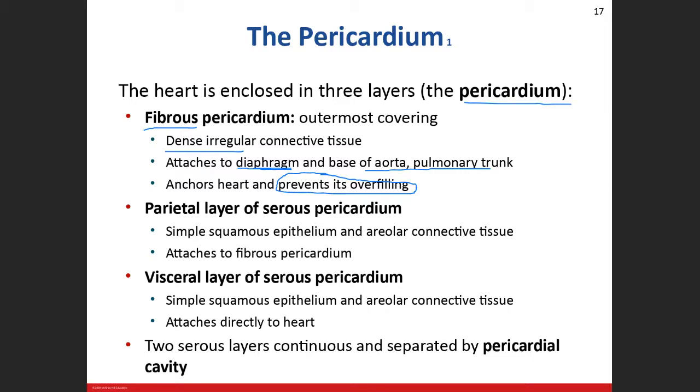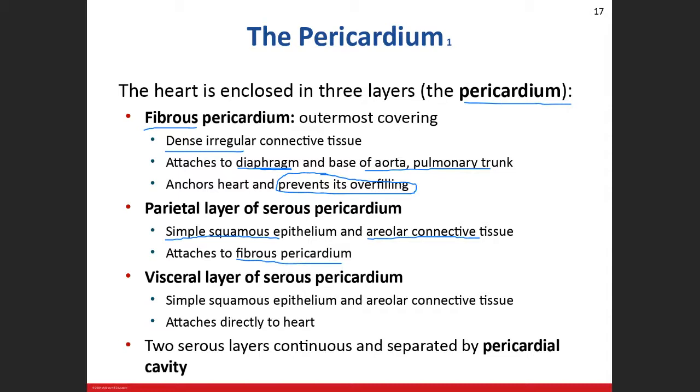So that's the outer layer. We have 2 more layers. Just deep to the fibrous pericardium, we have our parietal layer of the serous membrane, or the serous pericardium. It's made up of 1 single cell layer, simple squamous, and areolar connective tissue, which is a loose connective tissue. And it attaches directly onto the fibrous pericardium.